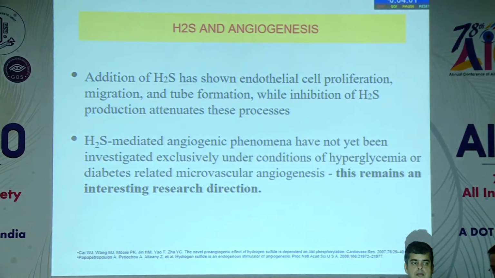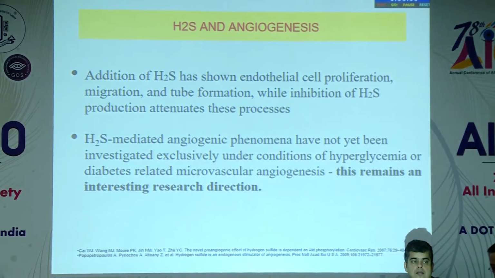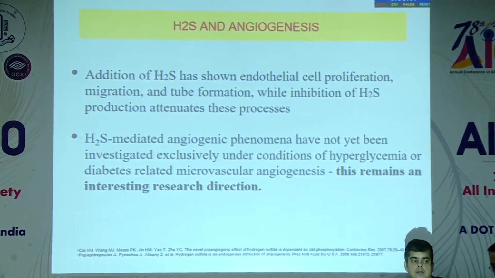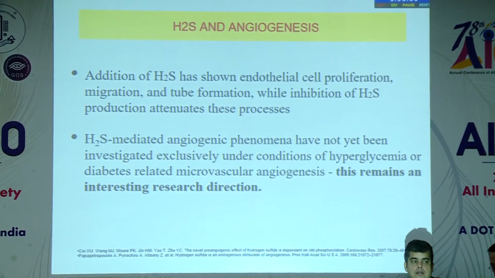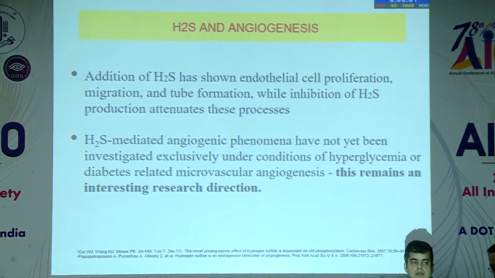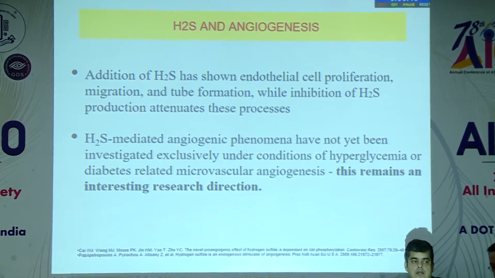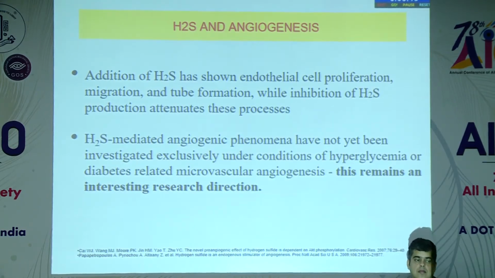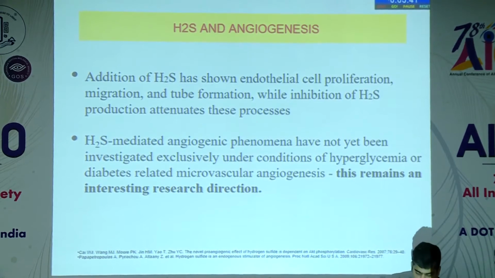Addition of hydrogen sulfide in experimental models has shown endothelial cell proliferation, migration, and tube formation, while inhibition of H2S production attenuates these processes. While most H2S-mediated angiogenesis phenomena have been extensively studied in experimental models, it has not yet been investigated exclusively under conditions of hyperglycemia or diabetes-related microvascular angiogenesis, which remains an interesting research direction.